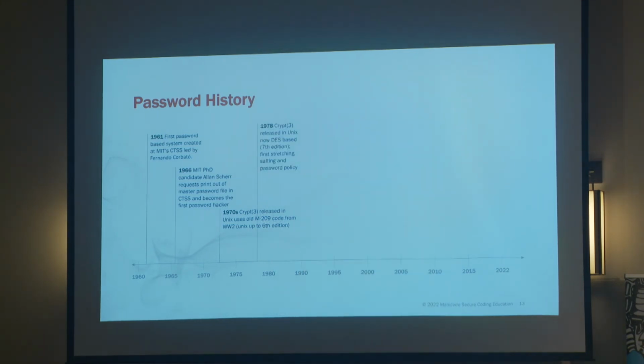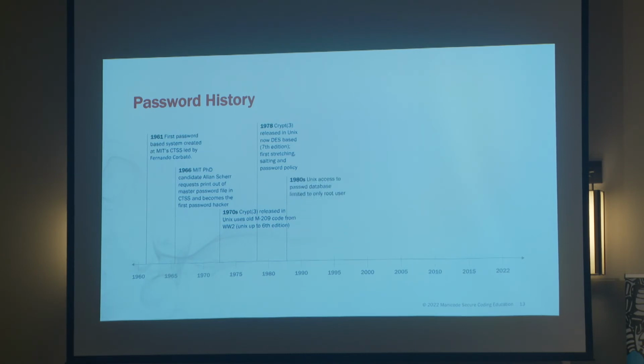communication, right? Now, 1978, Crypt is now based off of DES, the 7th edition. But even though this is a bad algorithm by today's standards, we see for the first time password stretching, password salting, and a real password policy enforced at the crypto level. This is a great start.